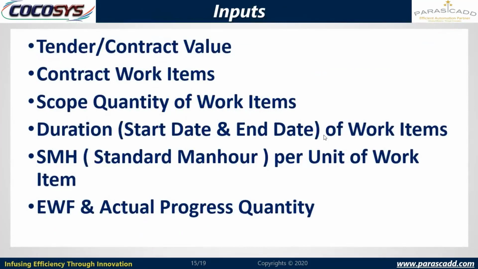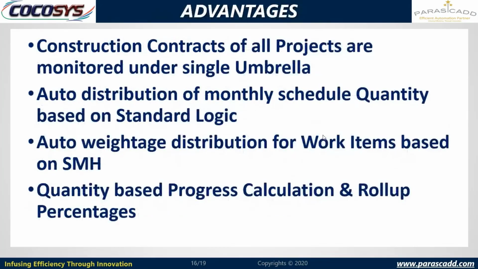So these are the inputs for COCOSYS: tender and contract value, contract work items, scope quantity of work items, duration, start date and end date of work items, standard man hours per unit of work item, effective work front and actual progress quantity. These are the advantages of COCOSYS.